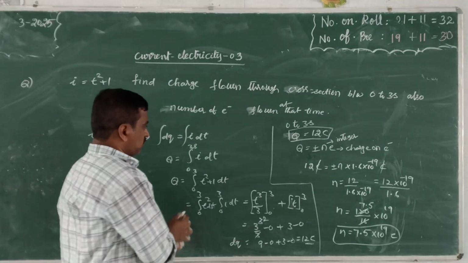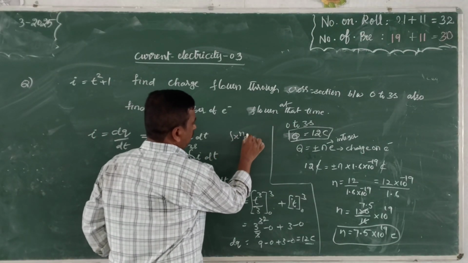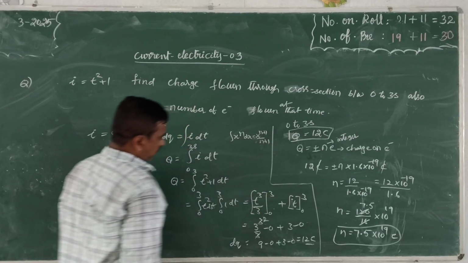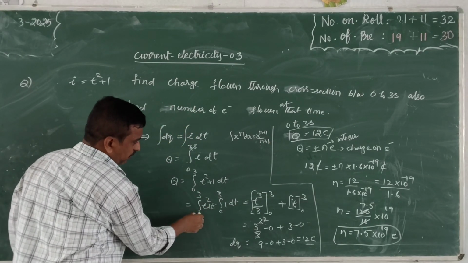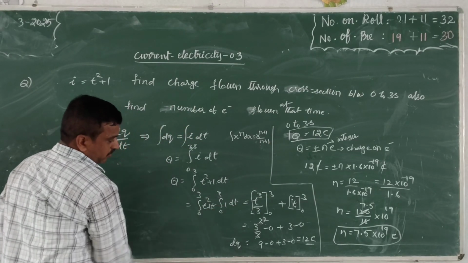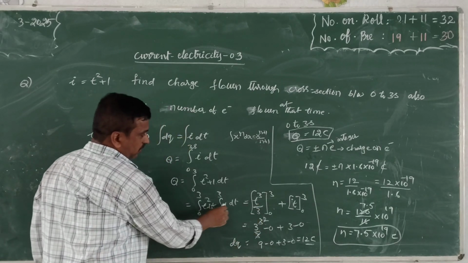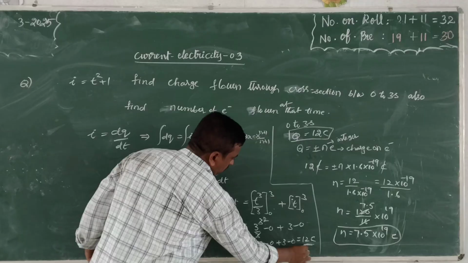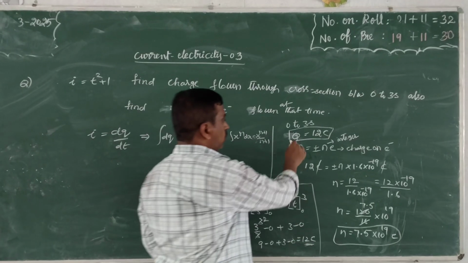We know the formula: the integral of x power n dx equals x power n plus 1 by n plus 1. Here I write t square separately and 1 separately. t square gives t cubed by 3, and 1 gives t. Substituting the upper and lower limits, we get the charge: 12 coulombs. So q equal to 12 coulombs.